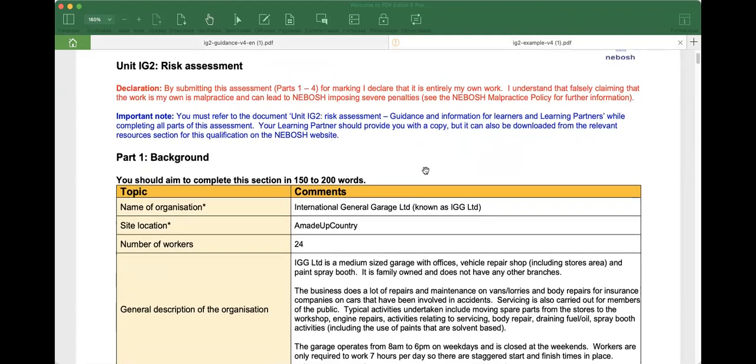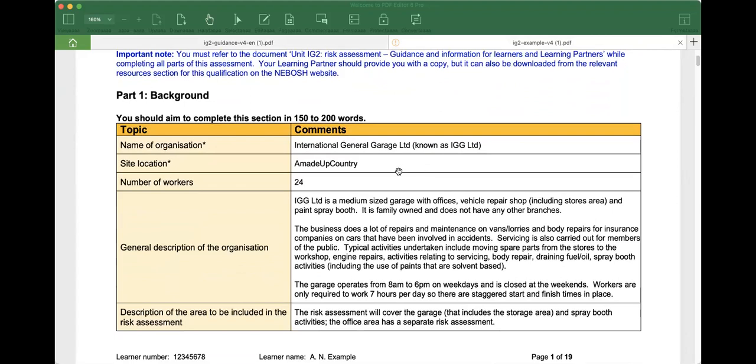So this is the example report you can see on your screen. In part 1, background. In background, you can see, it's a tailor-made format in front of you. So NEBOSH expects that you should complete this section in 150 to 200 words, not less than 150 words, not more than 200 words.